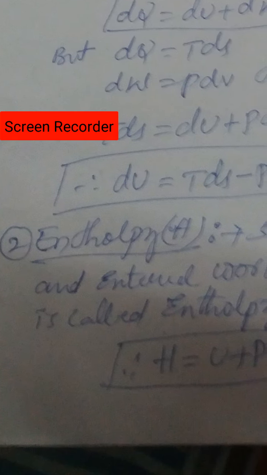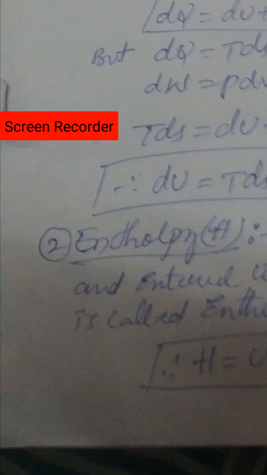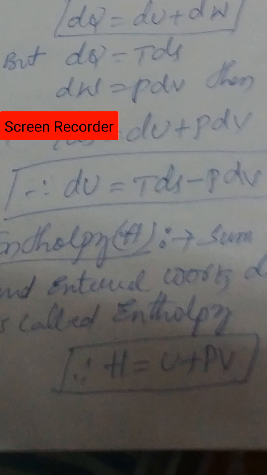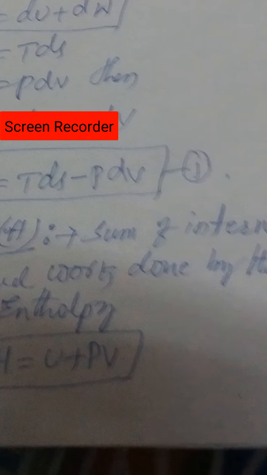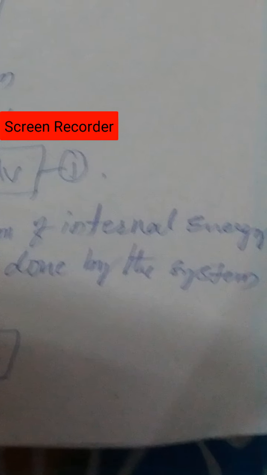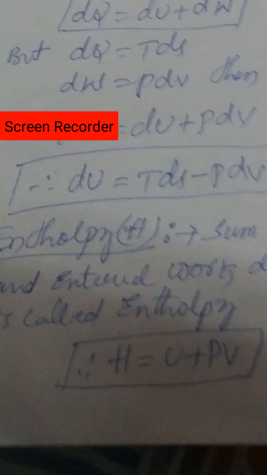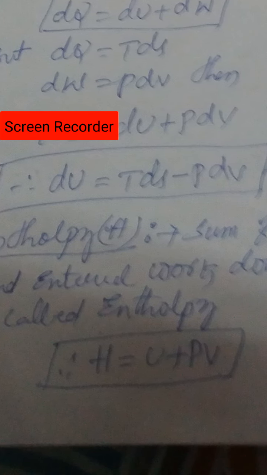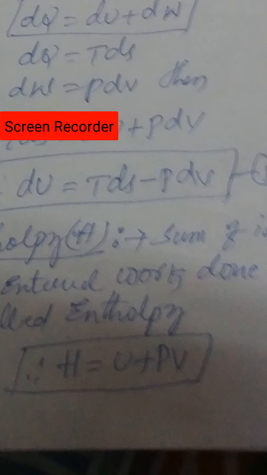Next, the second thermodynamic potential is called enthalpy. Enthalpy, in the simplest statement, is the constant heat energy of the system, or the sum of the internal energy and the external work done by the system. Enthalpy is denoted by capital H. H equal to U plus PV. So this is a very important formula.